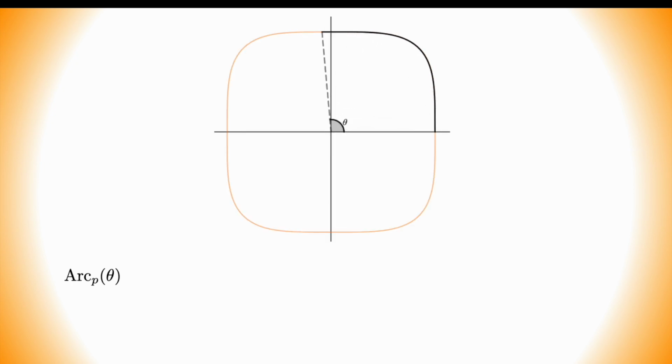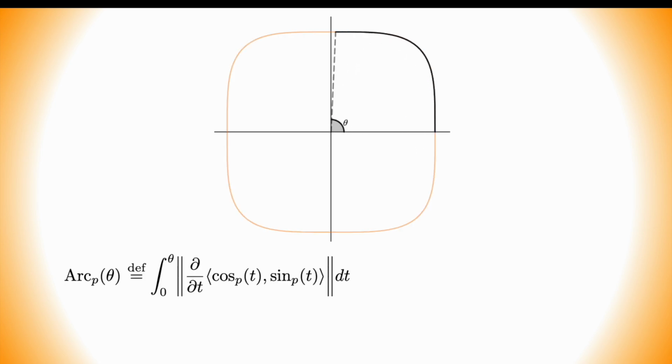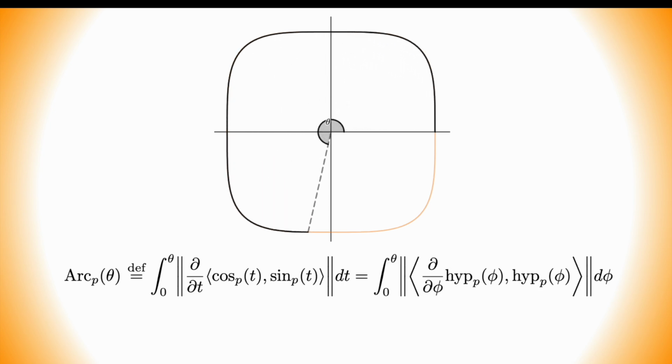Here's a visualization of arc of the angle theta. I currently have two ways of defining this function, both of which are straightforward from calculus. The first is the parametric arc length formula. We take the 2 norm of the derivative of the vector cos base p and sine base p of t, and integrate it from 0 to the angle theta to get the arc length of the Squircle from 0 to theta. The second way is simply using the polar coordinate arc length formula, which uses hype, since r equals hype base p of theta gives a unit Squircle.